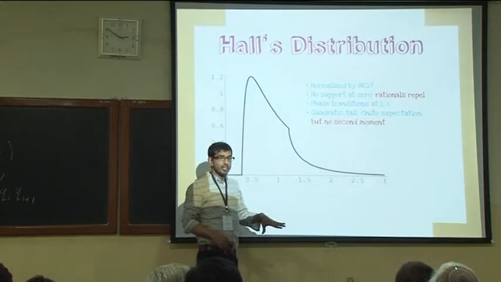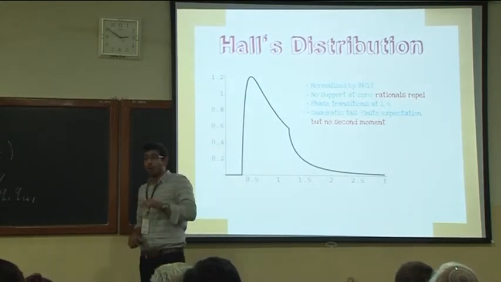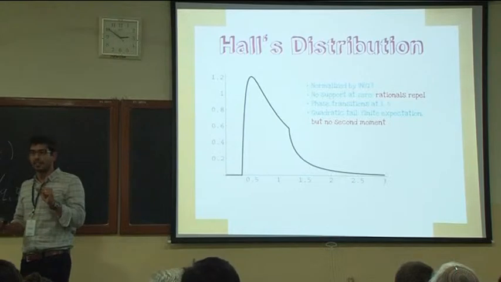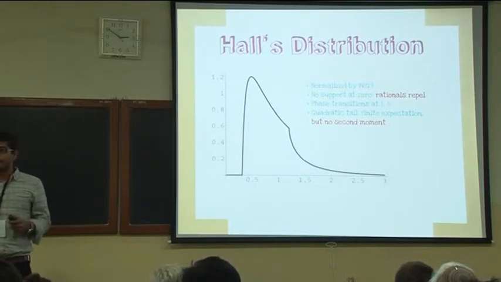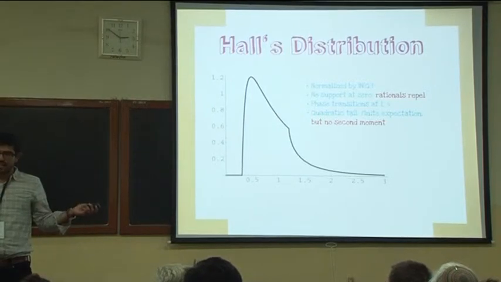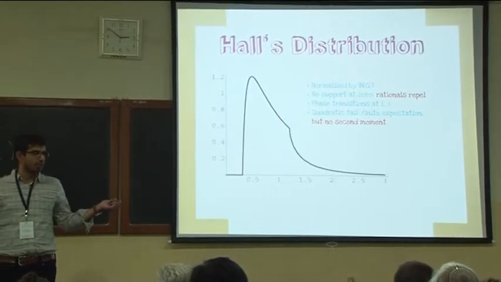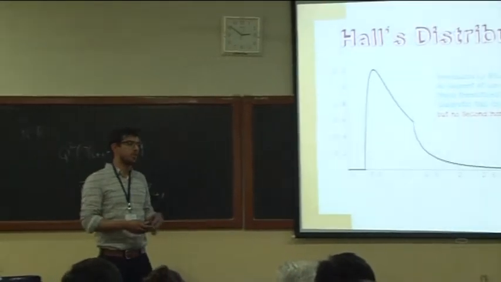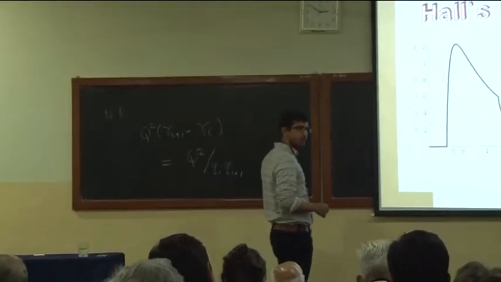And in particular, there's no second moment. In fact, there's no moments beyond the first moment. It's a very poorly behaved distribution. It has a finite expectation, but it has infinite variance. It has infinite 1 plus epsilon moments. So it's what's called a heavy tail distribution.